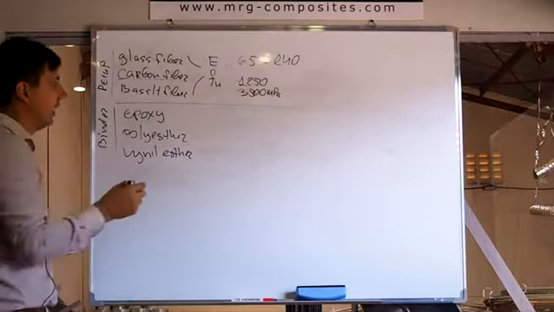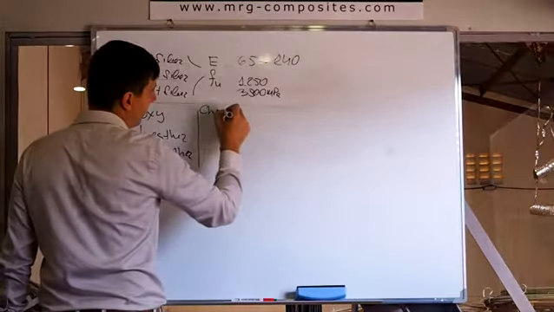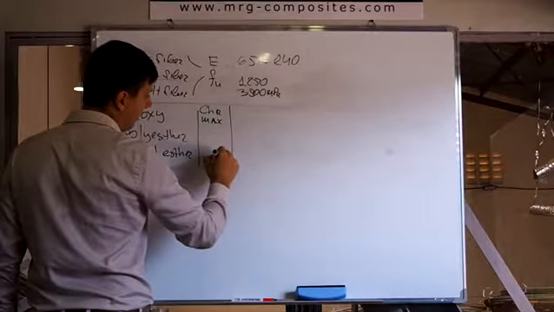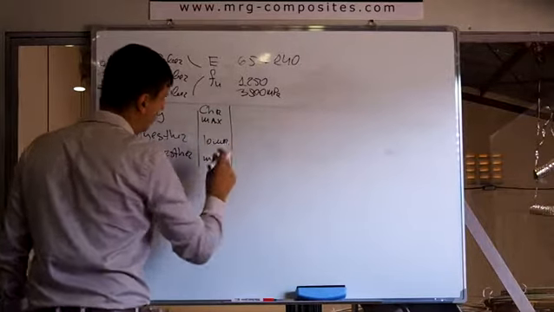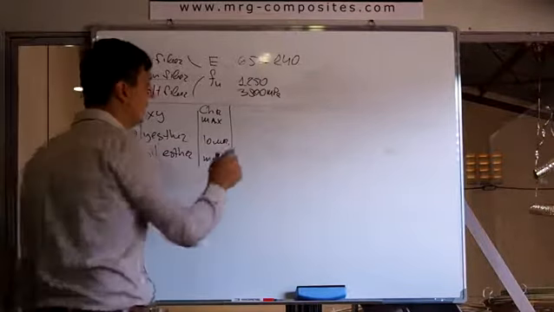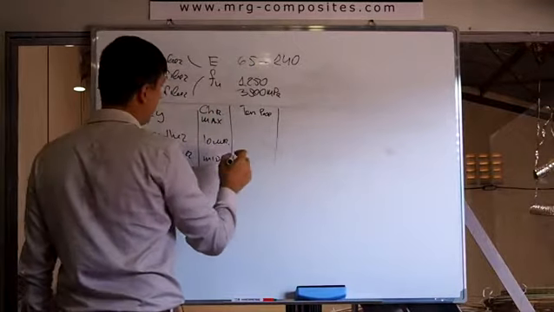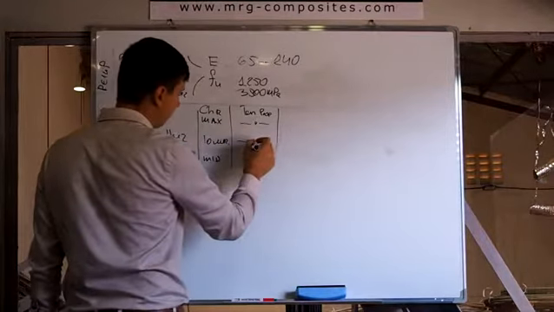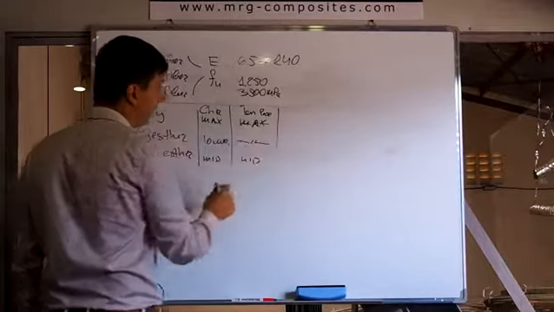First of all, chemical resistance. This is the maximum. This is medium, and this is, let's say, lower. Then tensile properties. Here is the maximum. Here is the same. So this is medium. This is, let's say, maximum, medium or lower.